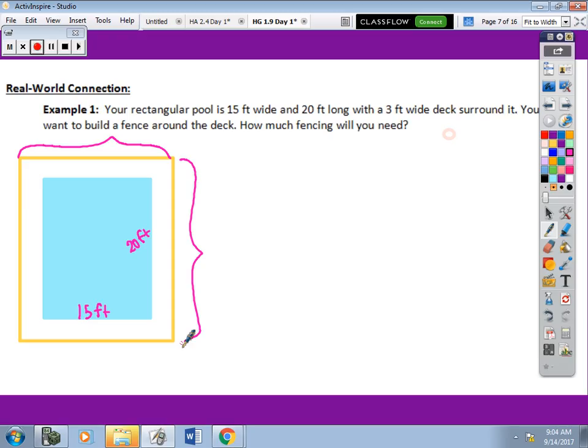Now the mistake students will tell me is that this whole side is 23. Because they're like, I'm adding 3 feet. Why is that wrong? Yep. Good. You're adding 3 feet here, and you're adding 3 feet here. You have a 3-foot deck on both sides of that pool. So it should not be 23. It should be 26.